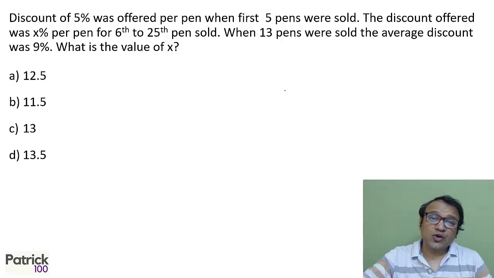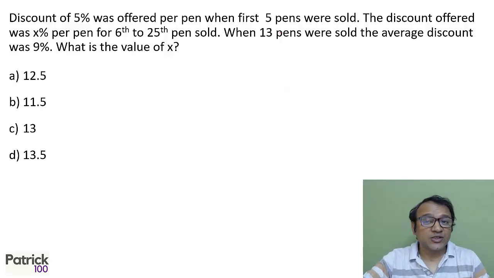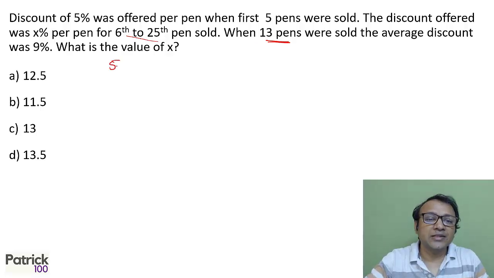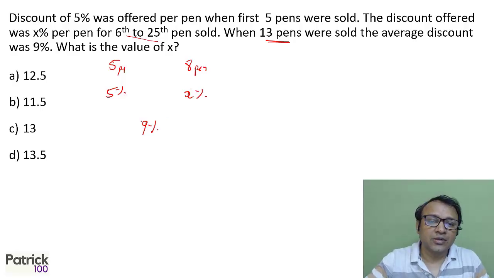Hi, welcome to Road to 100 Con Questions. So, a discount of 5% was offered per pen when the first 5 pens were sold, and a discount of X% per pen from the 6th to the 25th pen. Now 13 pens are sold. So from 5 pens, you're giving 5% discount. The rest 8 pens, you're giving X% discount, and the average discount is 9%.